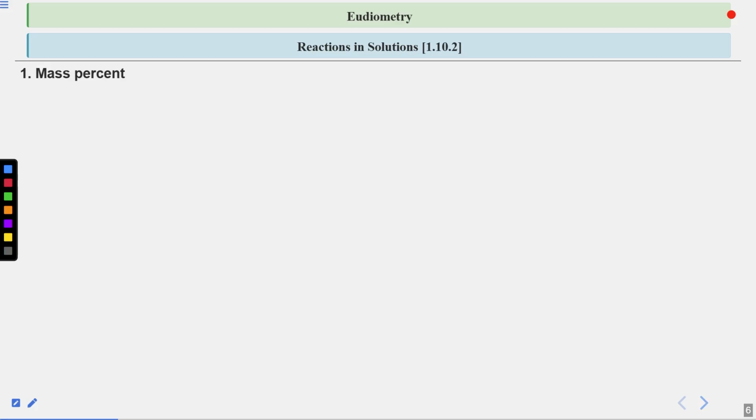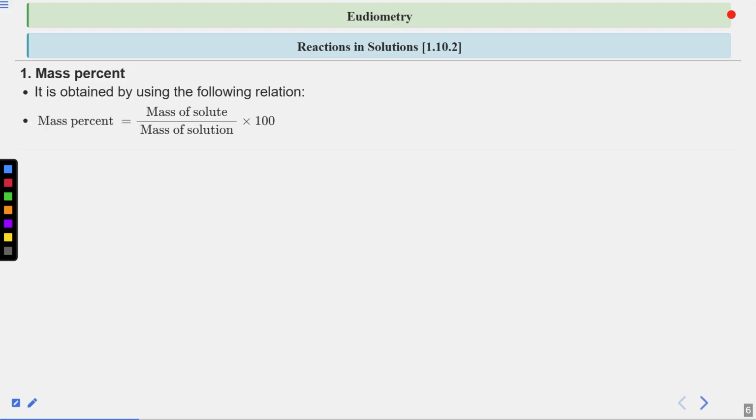So the first thing that we will study is mass percent. It has a very simple relation, and that relation is, how do you calculate the mass percent? It is simply the mass of the solute divided by the mass of the solution multiplied by 100. Now, do not complicate this topic. It is very simple to understand.